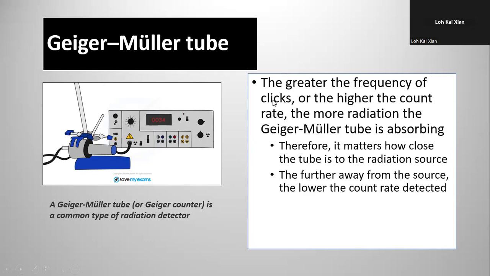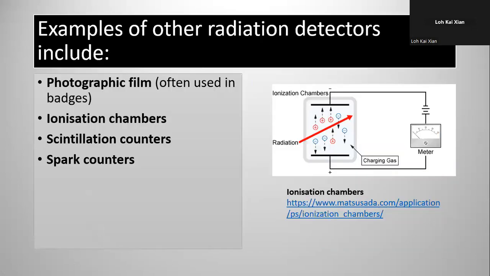The greater the frequency of ticks or the higher the count rate, the more radiation the Geiger-Müller tube is absorbing. Therefore, it matters how close the tube is to the radiation source. Right? The closer it is, the higher the count rate. The further it is, the lower the count rate. The further away the source, the lower the count rate.